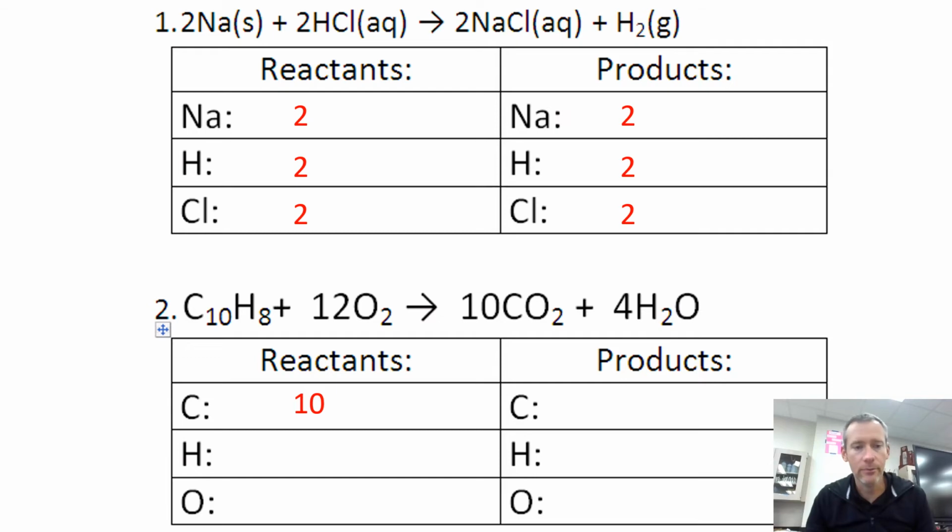We did this one in that last slide, so we should have 10, 8, and 24. And again, 10, 8, and 24. Again, remember how to get 24: there's 10 carbon dioxides, that's 10 times 2. And then there's 4 waters, which is 4 times 1. So 20 plus 4 is 24.